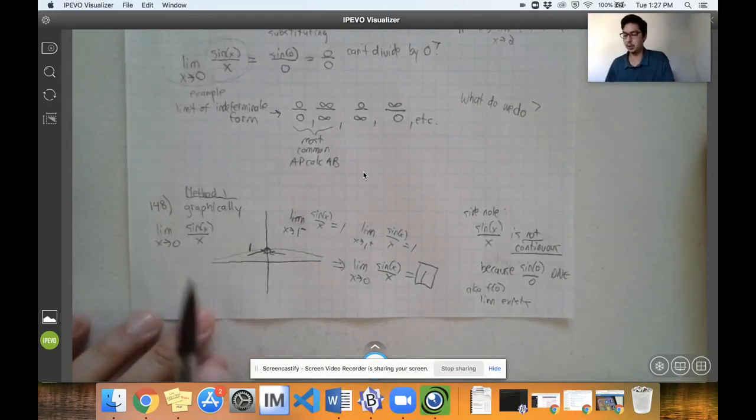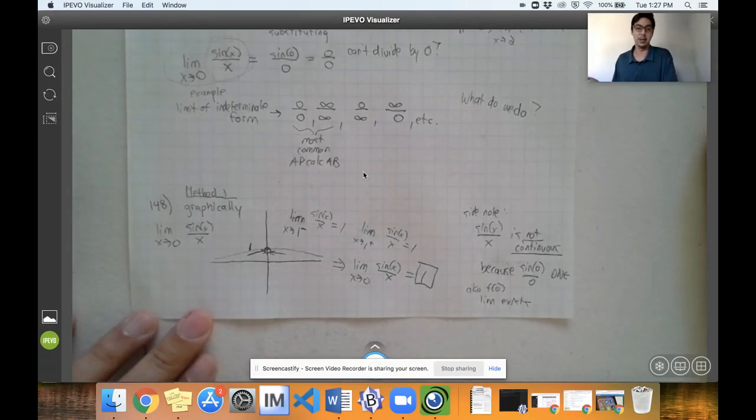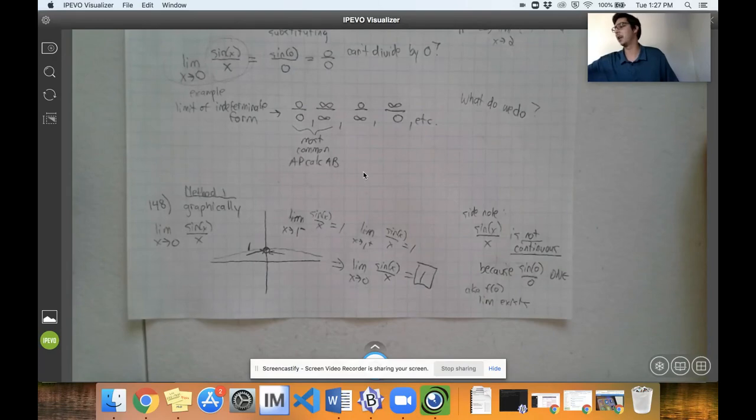But that is one approach you could take: graphically, look at the limit from the left and right, and if they're equal, we know the answer. Now, what's a second method we can do? I need another piece of paper for that.